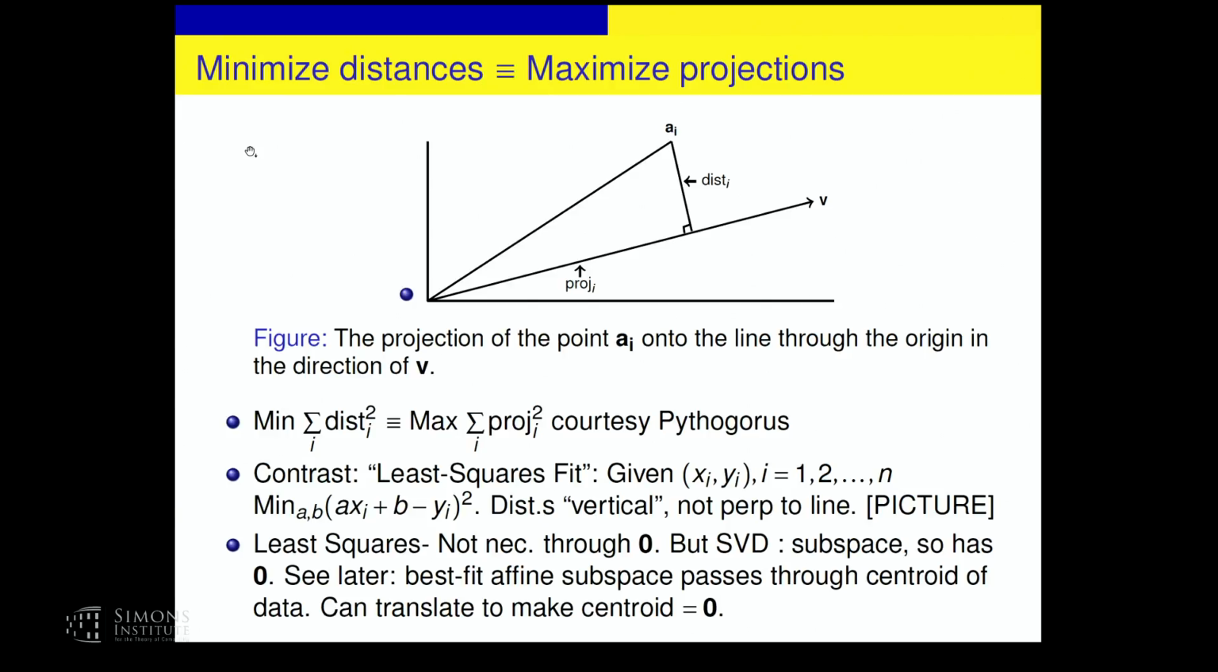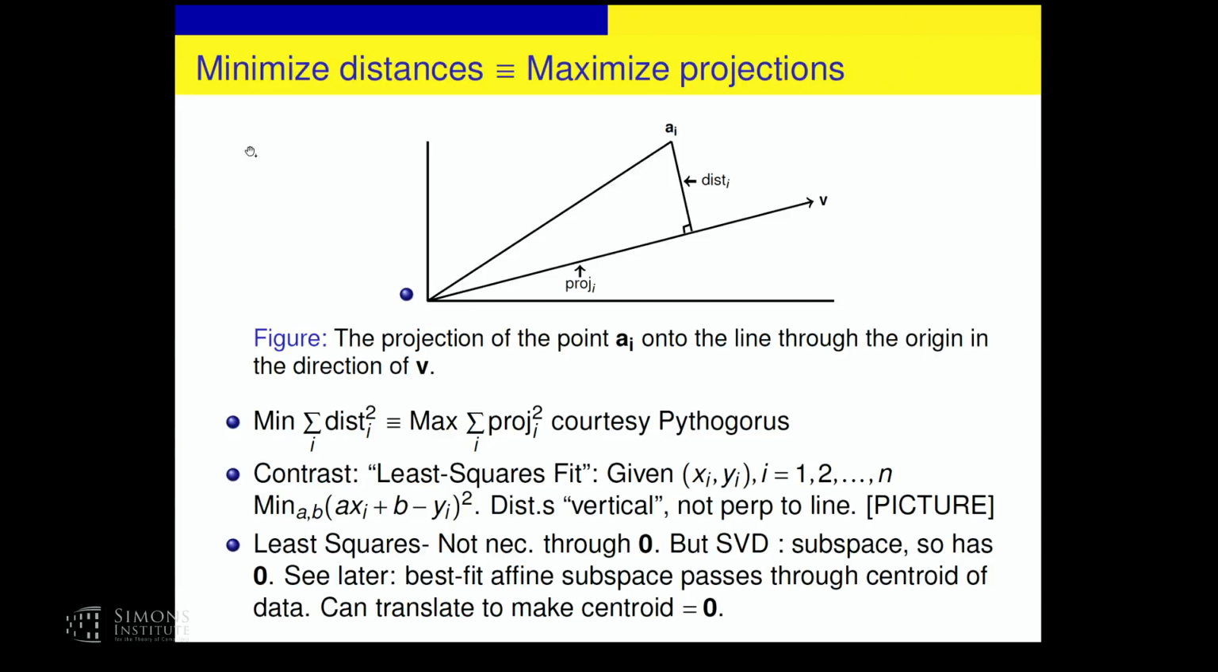But you can prove that the best fit affine subspace, if I don't insist on the origin being in it, is the one that passes through the centroid of the data. This is just like the k-means proof. And therefore, we can find the centroid in the beginning, translate to make it 0, and there's no loss of generality. We're getting the best affine subspace.